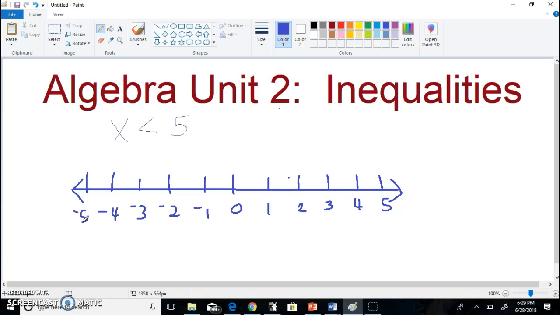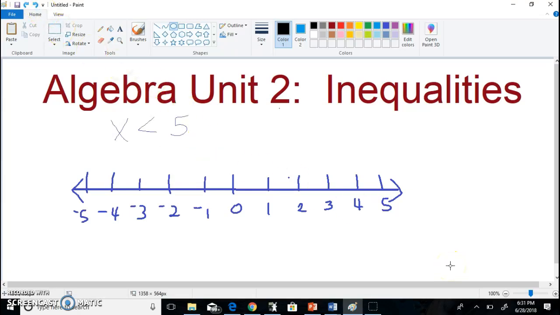Okay, so to graph this, well, first off, let me just show you. When you have an inequality, you're not just graphing the number 5. You're graphing all the numbers that are less than 5. So you've got to include all the numbers that are less than 5, which means we're going to do some shading.